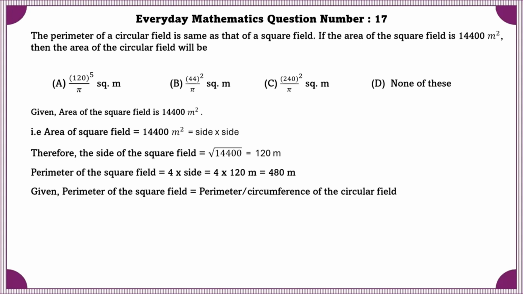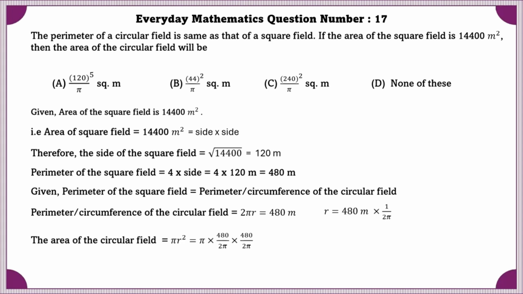Given perimeter of the square field is equal to perimeter/circumference of the circular field. Therefore, circumference of a circular field is equal to 2 pi r, which is equal to 480 meters. So, r is equal to 480 meters into 1 by 2 pi. The area of the circular field is equal to pi r square, which is equal to pi into 480 by 2 pi into 480 by 2 pi. If we simplify, we'll get 240 square by pi square meter.